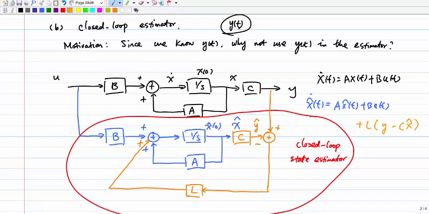So that's the difference we add on. This is a feedback term. What this feedback term says is: I want to compare, assuming this is close to the actual state, then I know y t minus C x hat will go to zero, right?